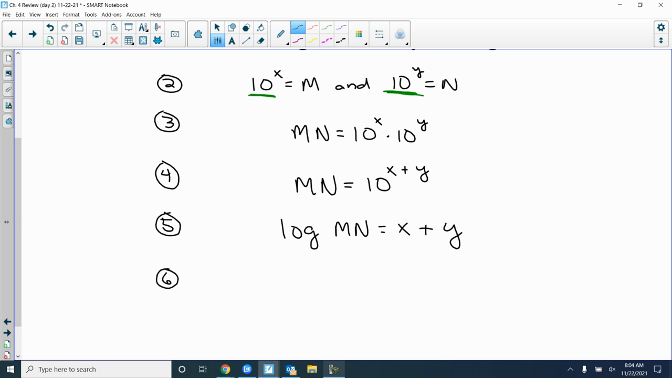And now lastly, you replace. We let x equal log of m, and we let y equal log of n. So replace that, done, finished.